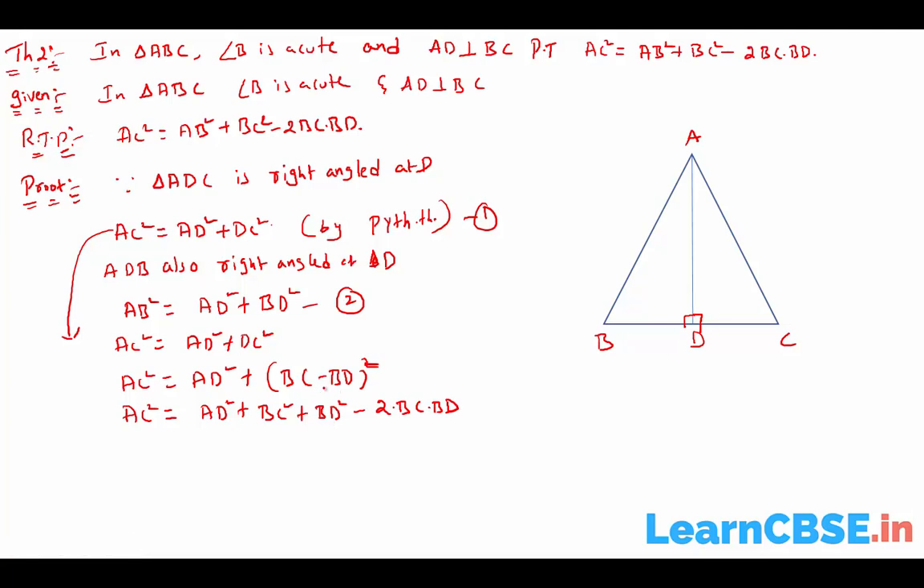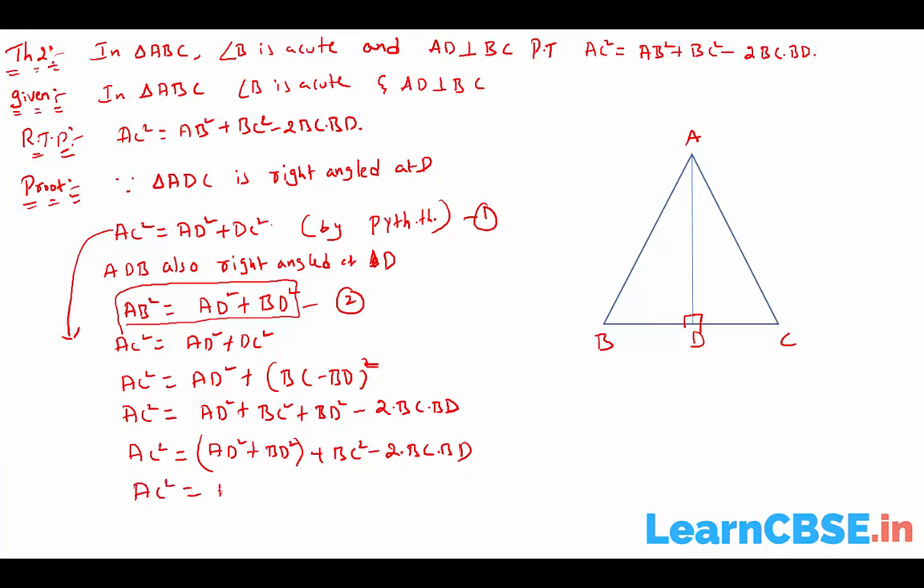Okay. Now combine this both, AD square plus BD square. AC square equals to AD square plus BD square plus BC square minus 2BC into BD. From 2, in the place of AD square plus BD square, replace with AB square. AC square equals to AB square plus BC square minus 2BC into BD, from 1. Hence proved the required thing.